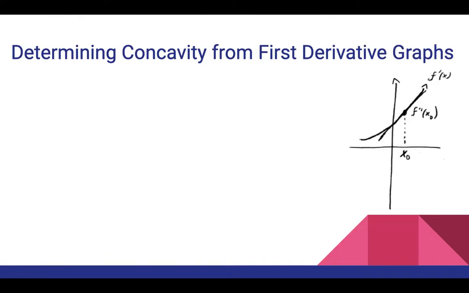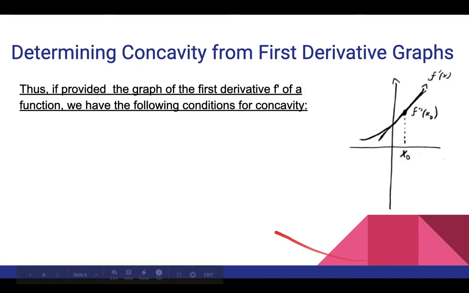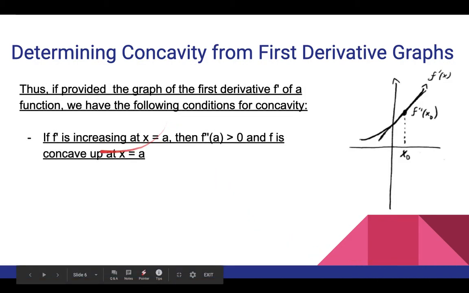So, determining concavity from first derivative graphs. Just as we can use the first derivative graph to determine increasing and decreasing, we can also use the first derivative graph to determine the concavity of an original function f. So, the idea goes as follows: the derivative of the first derivative is the second derivative. So, if we're given the graph of a first derivative, that means the slope of the tangent line to the graph of our first derivative is going to be the second derivative at that point.